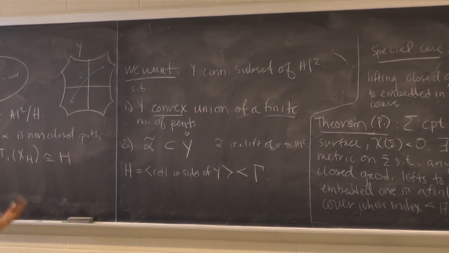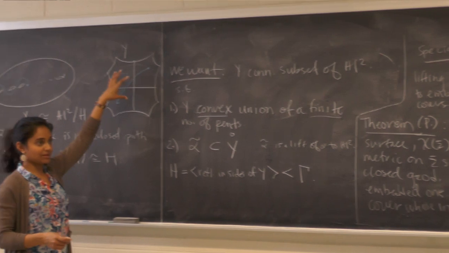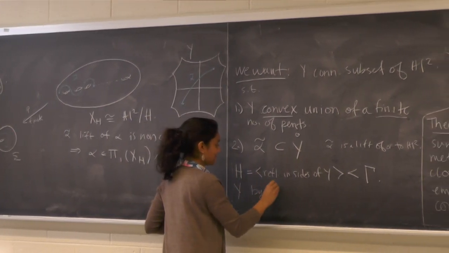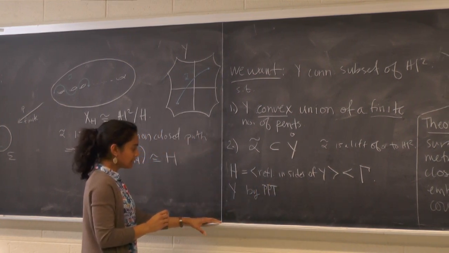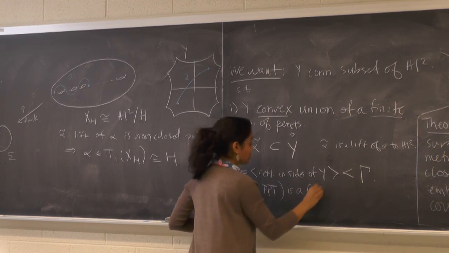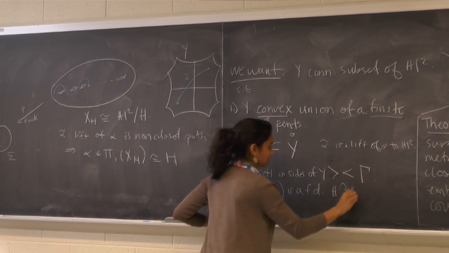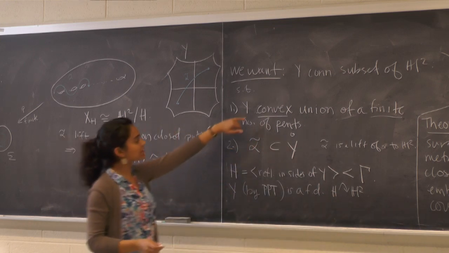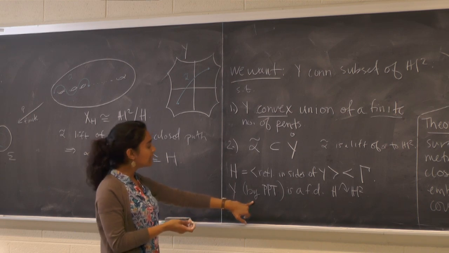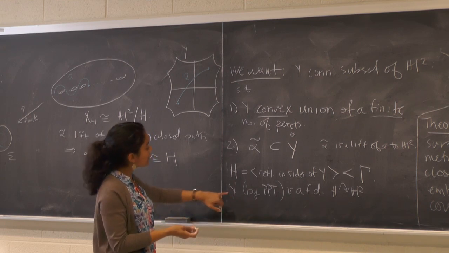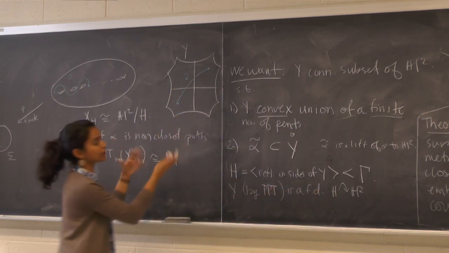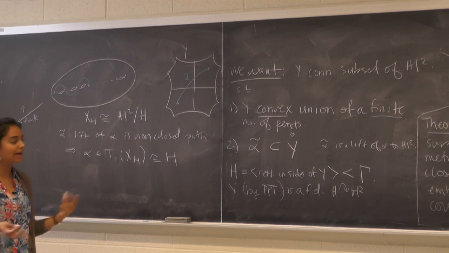And if Y is a finite union of pentagons, by the Poincare polygon theorem, this is going to be a fundamental domain for the action of H on hyperbolic 2-space. So this is why you need convexity. Convexity is a hypothesis in the Poincare polygon theorem, and this is the conclusion. You now know that this Y, this thing that I've created, is actually a fundamental domain for the group generated by reflections in the sides of Y.